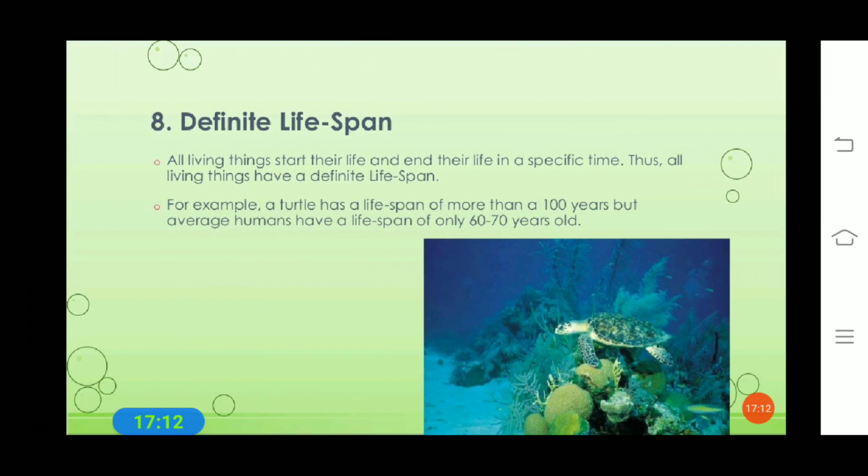Next is a definite lifespan: all living things start their life and end their life in a specific time. Thus all living things have a definite lifespan. As you can see, students, all living things start their life from a baby and end their life with old age. For example, a turtle has a lifespan of more than 100 years, but average humans have a lifespan of only 60 to 70 years.